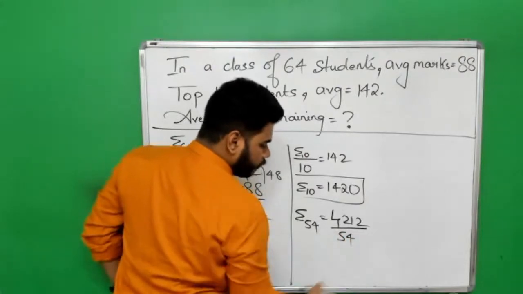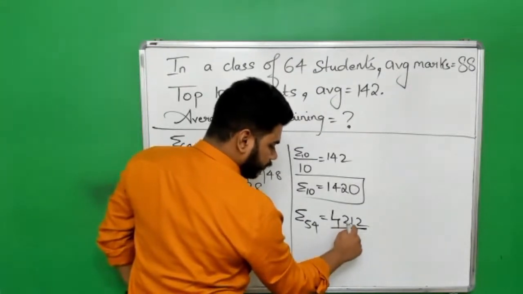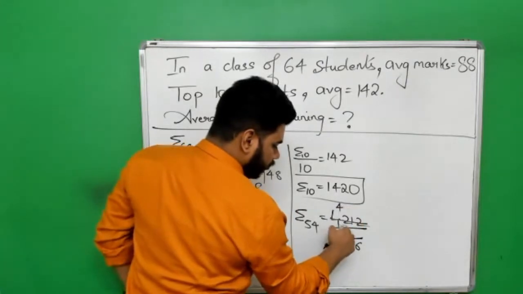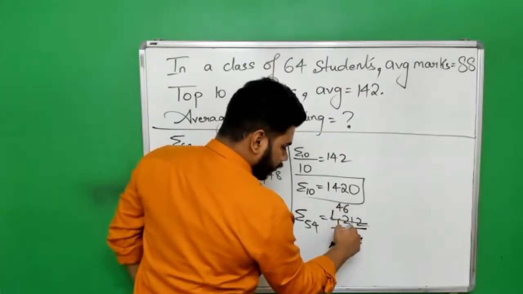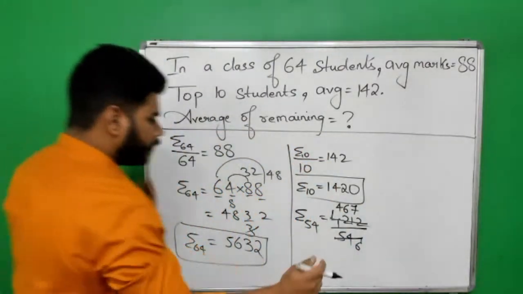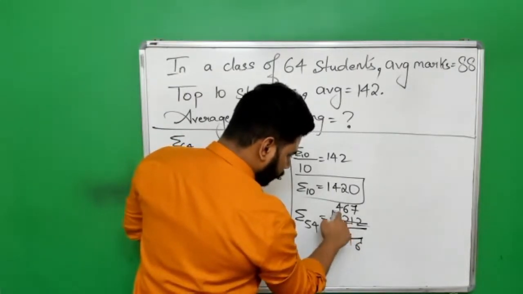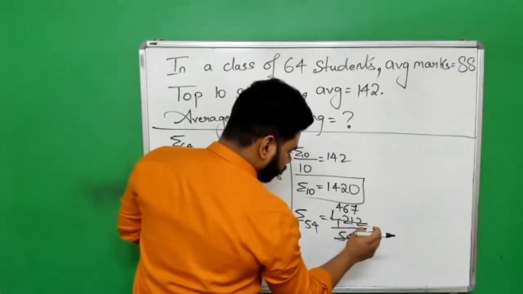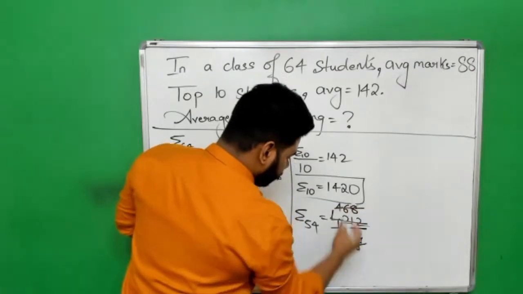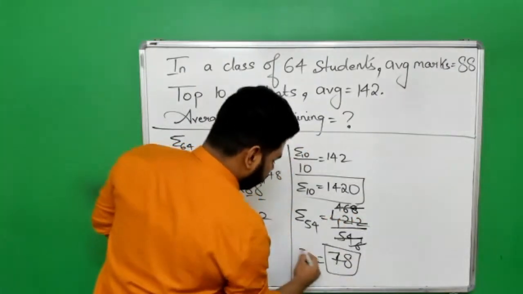If I want the average, this is nothing but the total. If you want the average, divide by the number of students, 54. So 4212 divided by 54. 9 6s are 54, 9 4s are 36, 61, 9 6s are 54, 72. So 9 sixes are 54, 9 sevens are 63, 9 eights are 72. Am I doing it right? 6 1s are 6, 6 6s are 36, 6 7s are 42, 6 8s are 48. So the answer is nothing but 78.